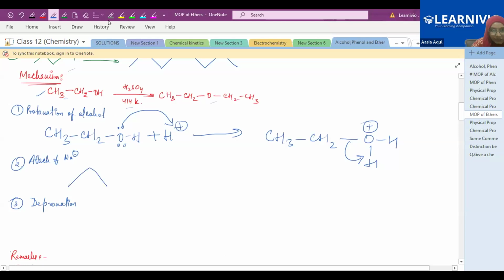So this is your CH3. Just a second. CH3. Okay, don't show it here. We will show it in the next step, because here the formation of carbocation will not take place, since this whole thing occurs via the SN2 mechanism. So you can't show the formation of carbocation over here. CH3, CH2, and O, hydrogen, hydrogen, and plus.